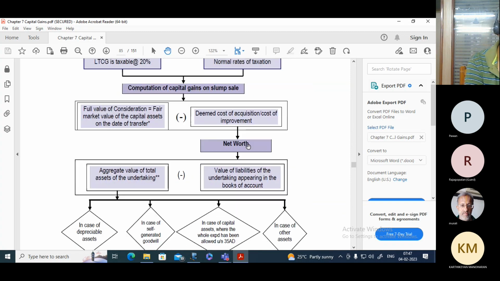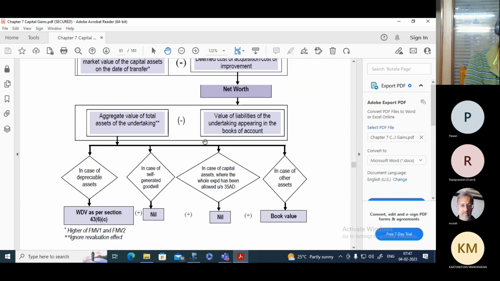So here is the place where they discuss deemed cost of acquisition, net worth. In case of depreciable assets, in case of self-generated assets, in case of 35D, in all other cases. Here is a place where they are talking about cost. Do not misunderstand this particular issue. We are talking only for full value of consideration under that FMV1. FMV1 is only for assets given up.